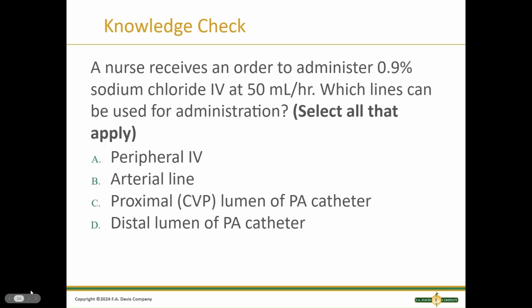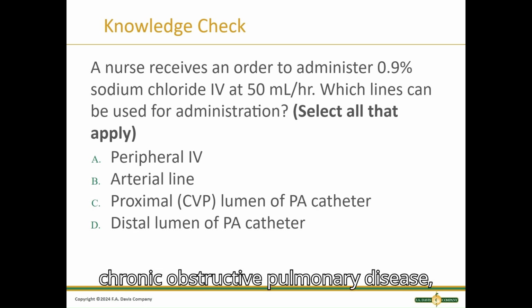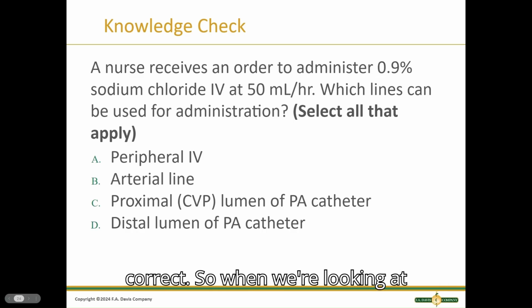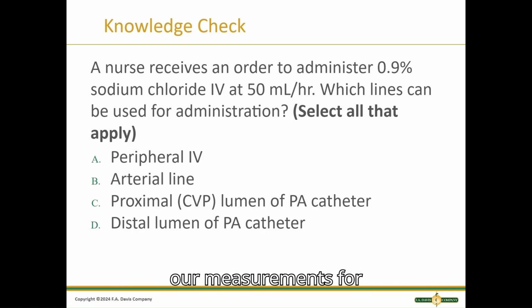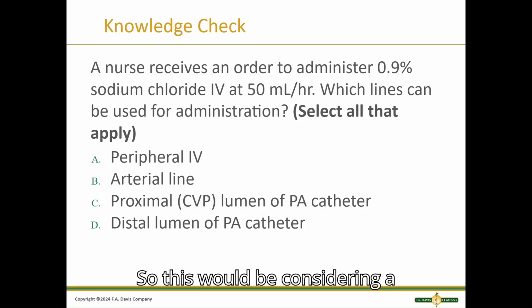Here's another knowledge check. If a nurse receives an order to administer 0.9% sodium chloride IV at 50 mL per hour, which line can be used for this administration? Select all that apply: the peripheral IV, the arterial line, the proximal CVP lumen of the PA catheter, or the distal lumen of the PA catheter.